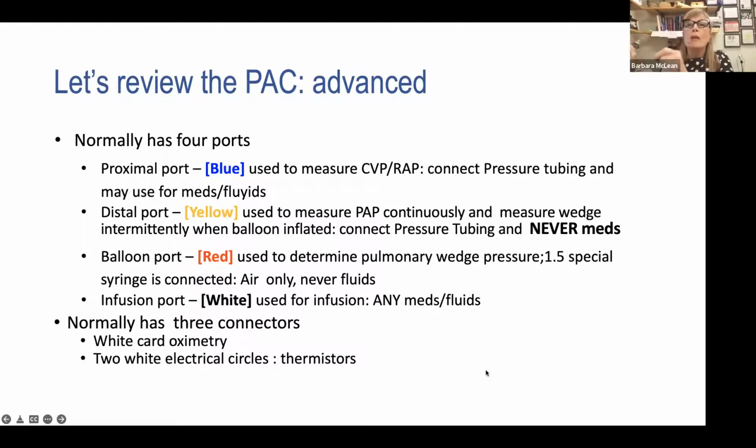Now, there may be a time that you have an interventional cardiologist or pulmonologist who actually administers a fibrinolytic substance through that distal tip.